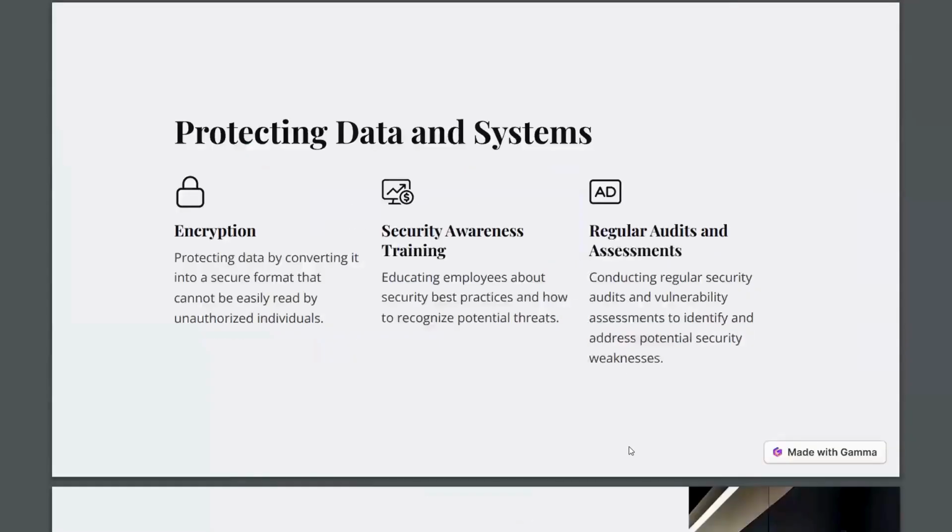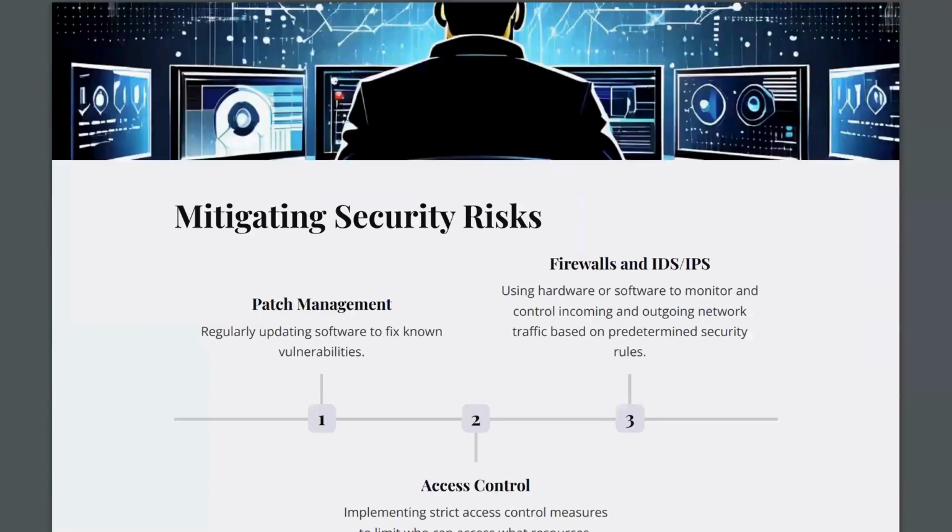Now, talking about mitigating our risk, mitigation techniques are literally just strategies and measures that we implement to reduce the risk of any type of threat, vulnerability or exploit. These could be patch management, where we regularly update our software to fix any known vulnerabilities. Another is access control, where we implement strict access measures to limit who can access a certain resource, hardware or software. Firewalls, and the IDS and IPS we talked about, intrusion detection or intrusion prevention systems, we can implement those. Encryption, where we protect our data by converting it into a secure format so it can't be easily read by people who are unauthorized to access it.